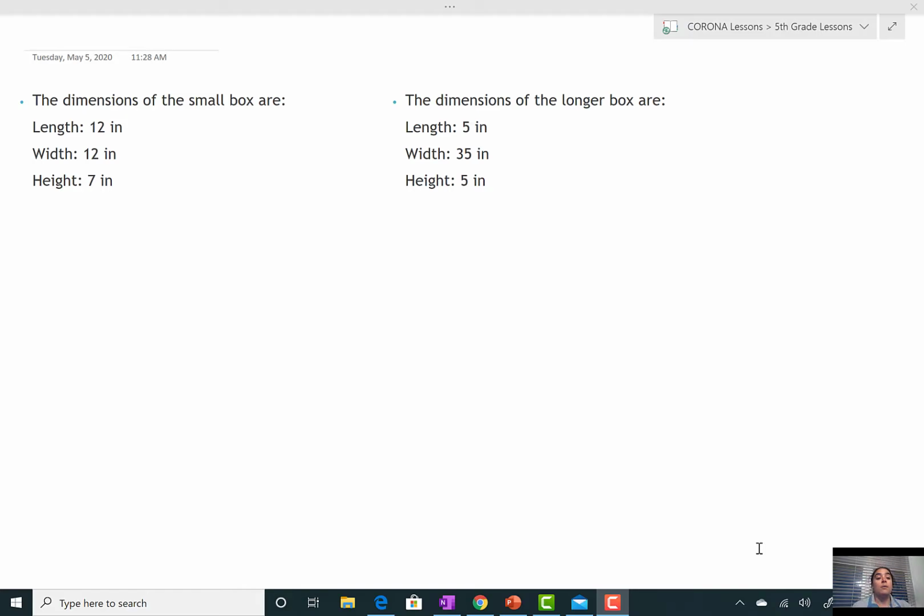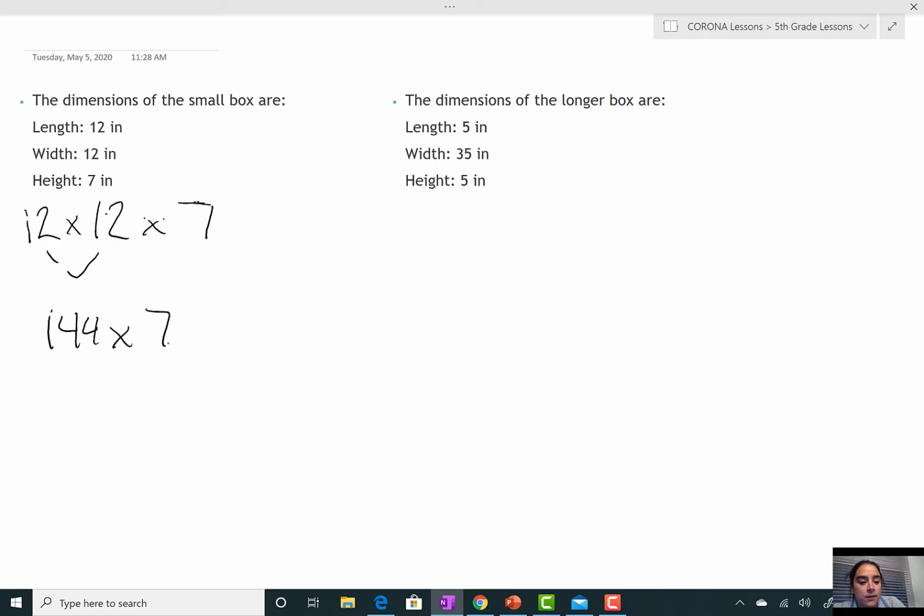All right, so now I'm going to calculate the volume of both boxes. Let's start with the first one. If we have a length of 12 inches, a width of 12 inches, and a height of 7 inches, all I need to do is write a number sentence that shows that I am multiplying the three of them. Length times width times height. So here I'm going to write it: 12 times 12 times 7. So 12 times 12 gives me 144.